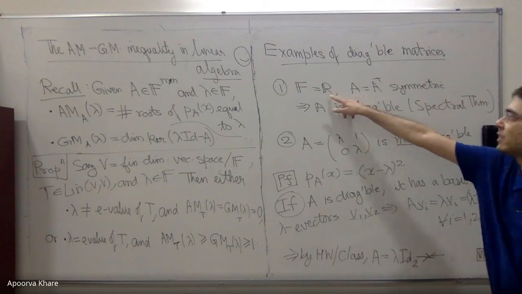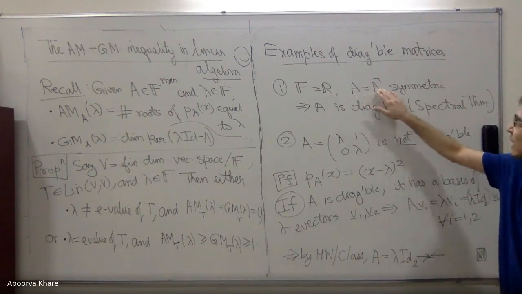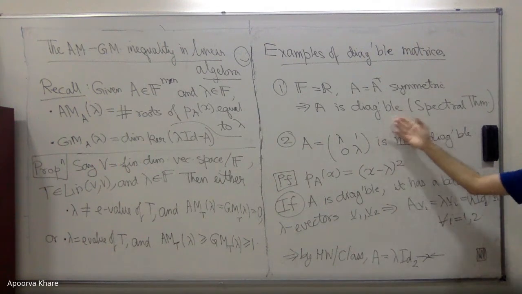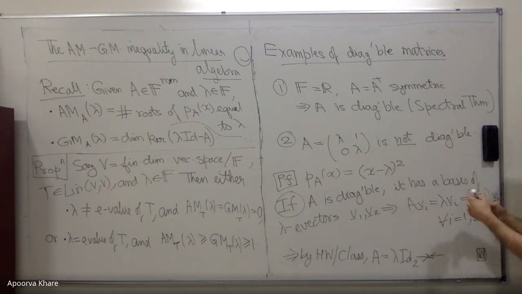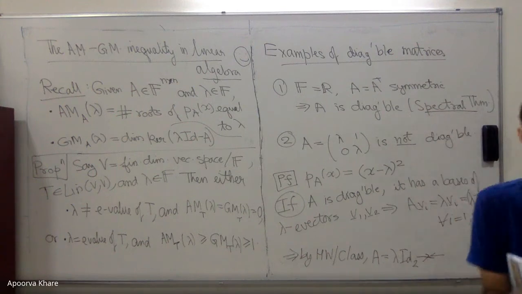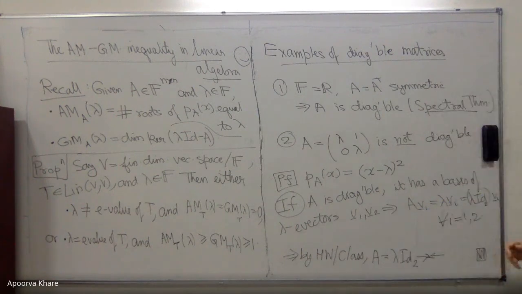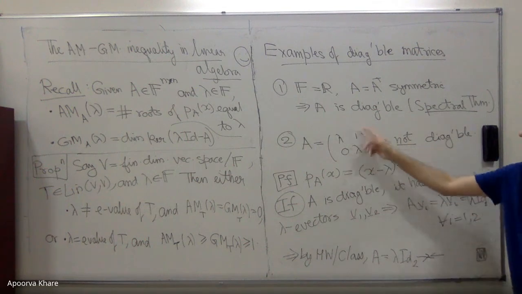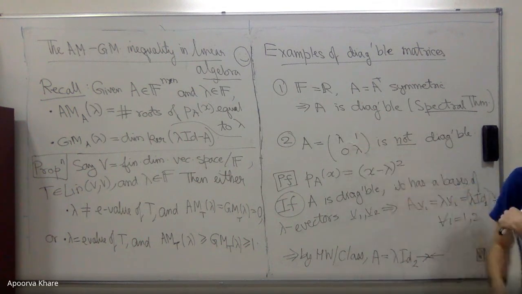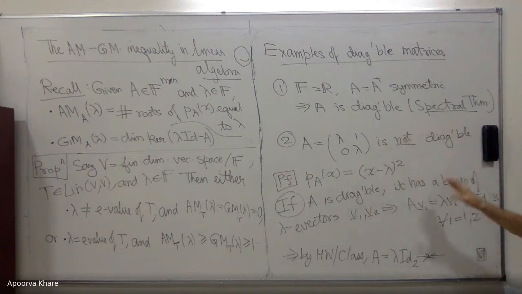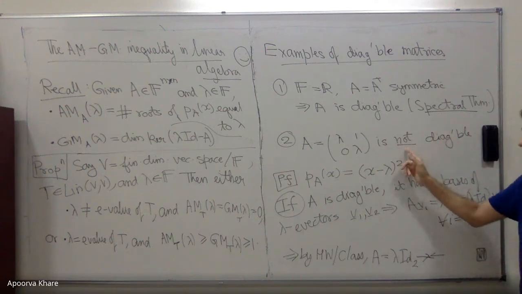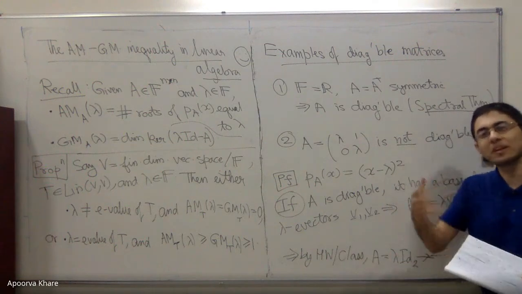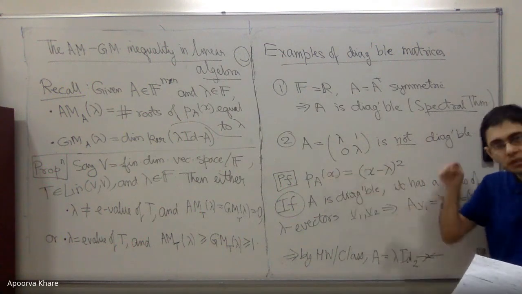First of all, if F is the real numbers and A is any real square symmetric matrix, then A is diagonalizable. This is an important result called the spectral theorem, which we will see in due course. And then there is A equals [lambda 1; 0 lambda]. This is an example of something called a Jordan block, and this is not diagonalizable. How do you prove something is not diagonalizable? It's hard to say that there exist no P and D. So the way we prove it is using that next result.